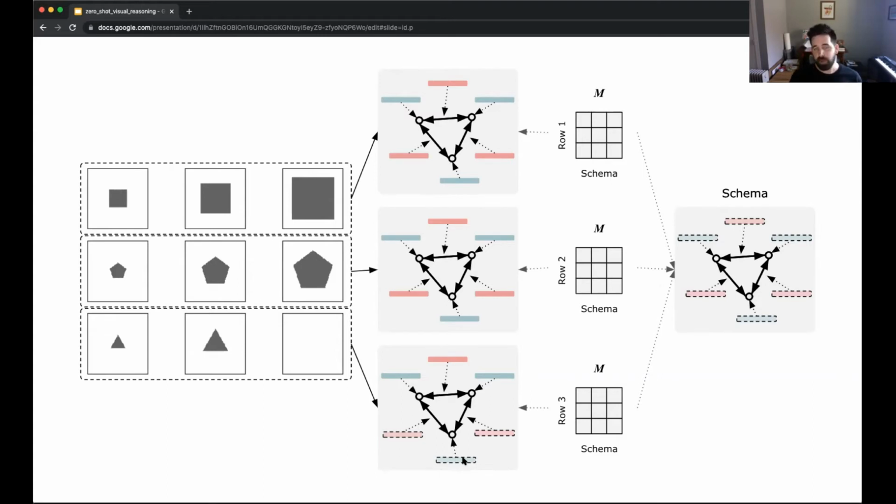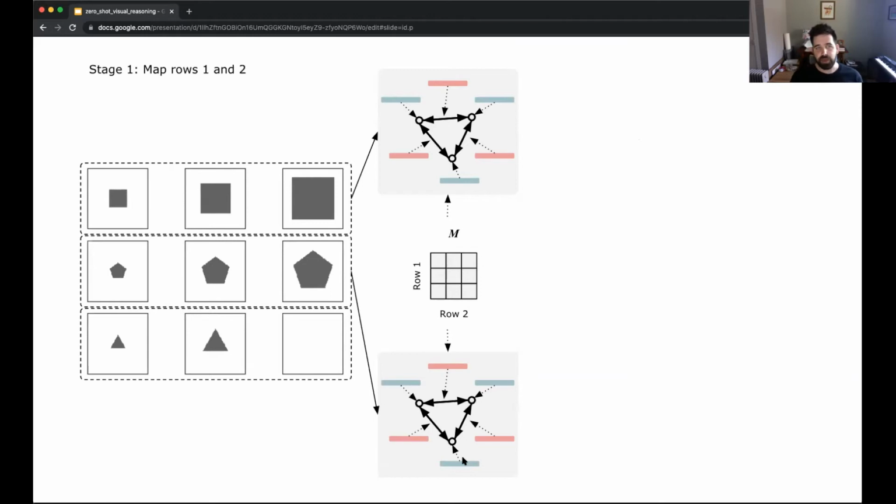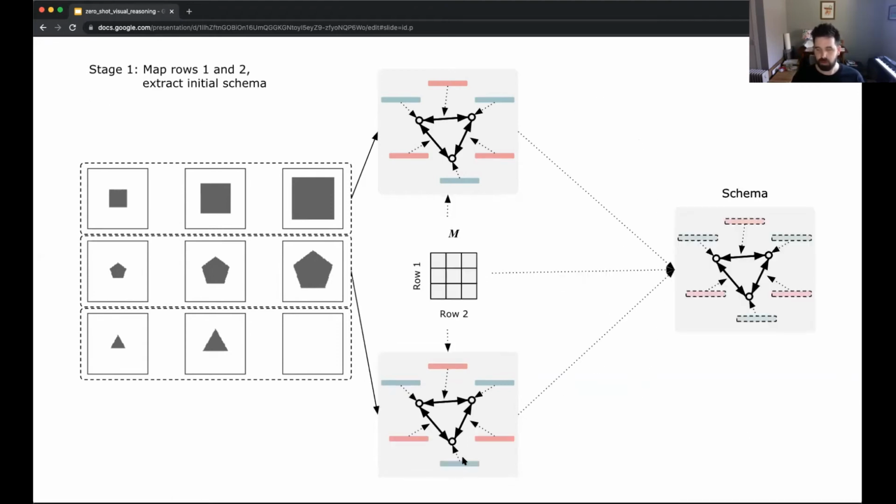And so one possibility is you can try and optimize all of these things in parallel, but doing this in a purely parallel manner doesn't work very well for reasons that I can go into if anyone's interested. So instead what we do is we have a 3-stage procedure. So first we map rows 1 and 2. And then we initialize the schema using a weighted average of rows 1 and 2, weighted by that mapping. And so that establishes a kind of reasonable first guess at the schema.